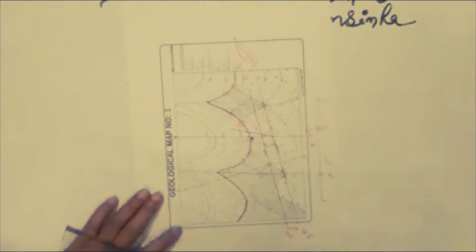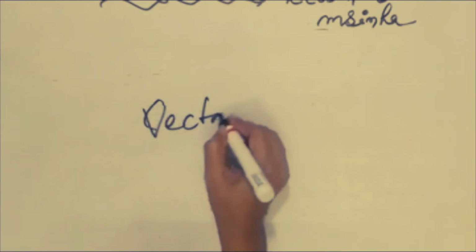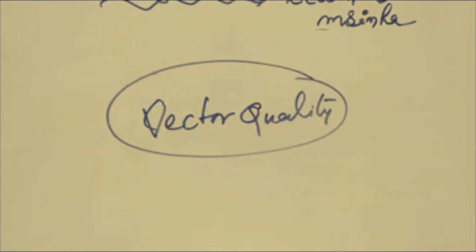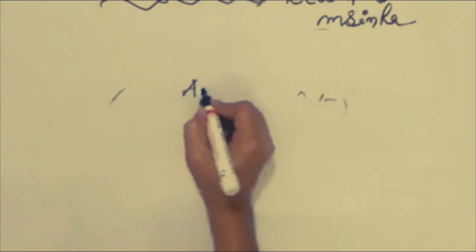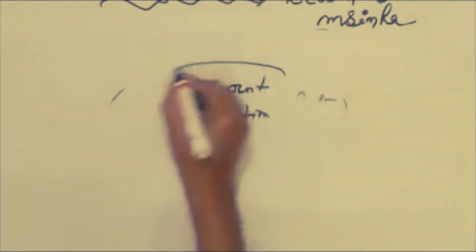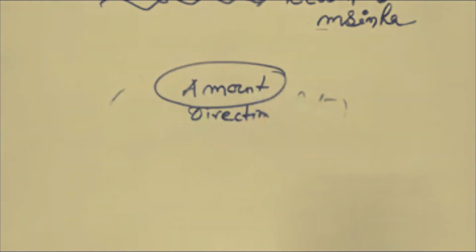And another thing I want to say: in the first class I have told you that dip is a vector quantity. What do you mean by vector quantity? It measures two things, direction and amount. Now we can get the idea how to measure the amount of true dip and amount of apparent dip.